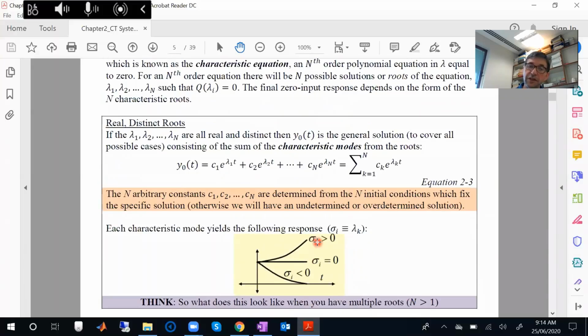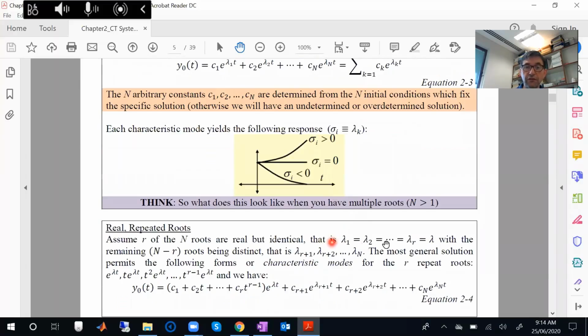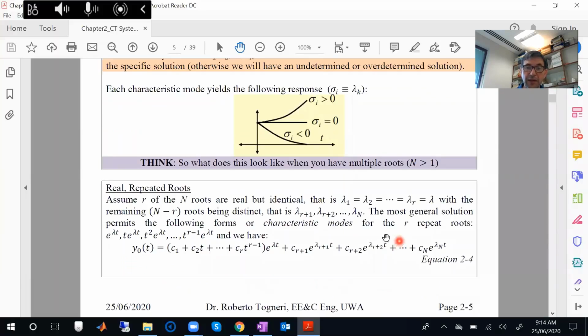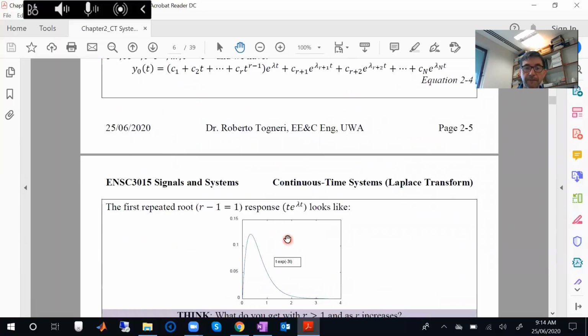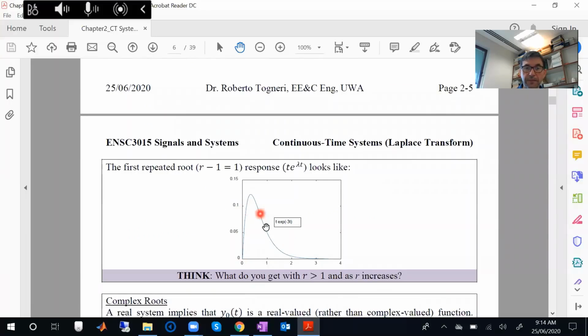The other possibility is that these are mathematical possibilities. When you solve for the roots, you'll actually have repeated roots. If you do that, mathematics tells us this is the solution that you get, and what you end up with is you create this new form, which goes like that.